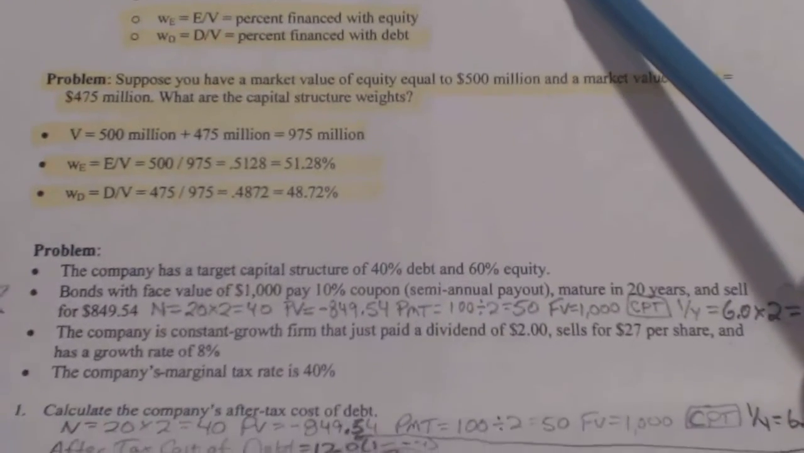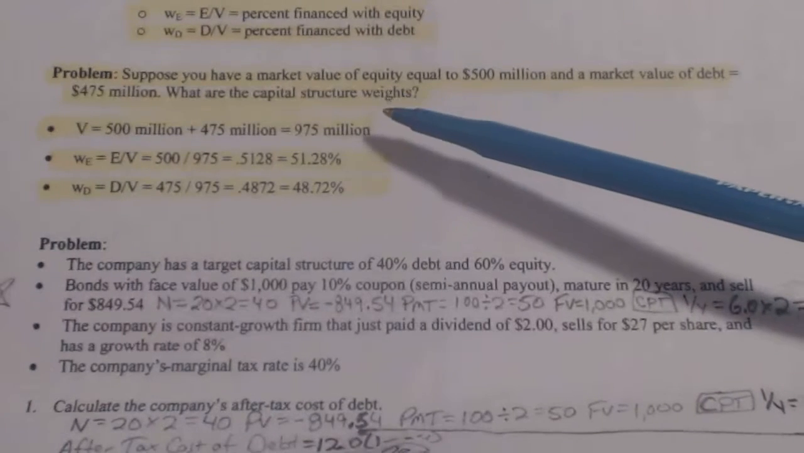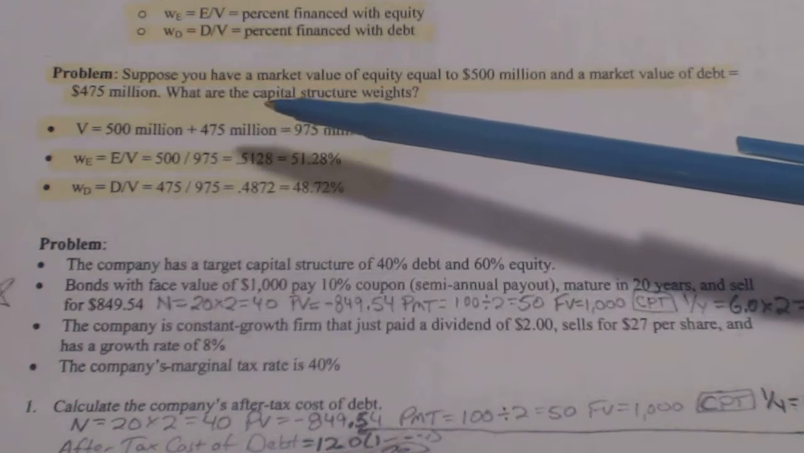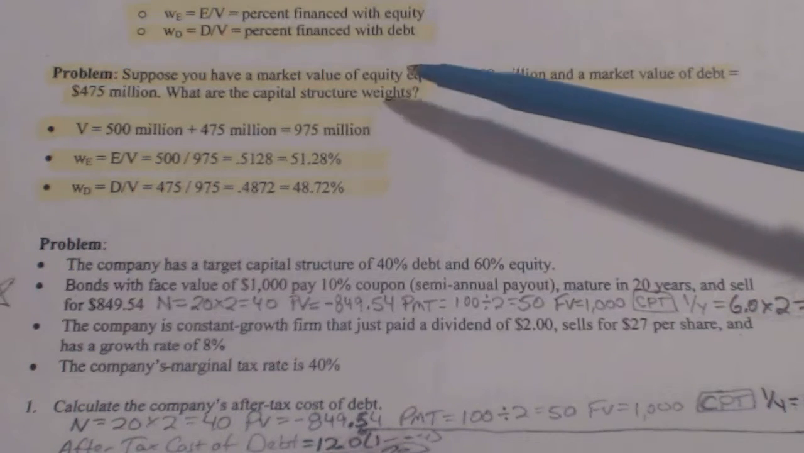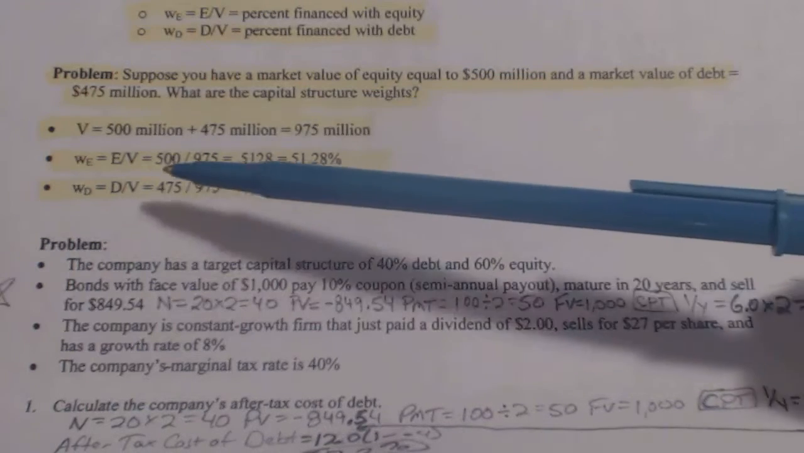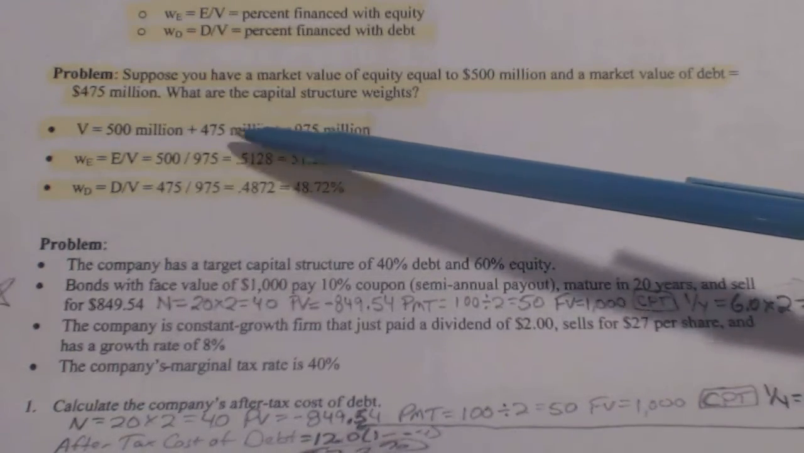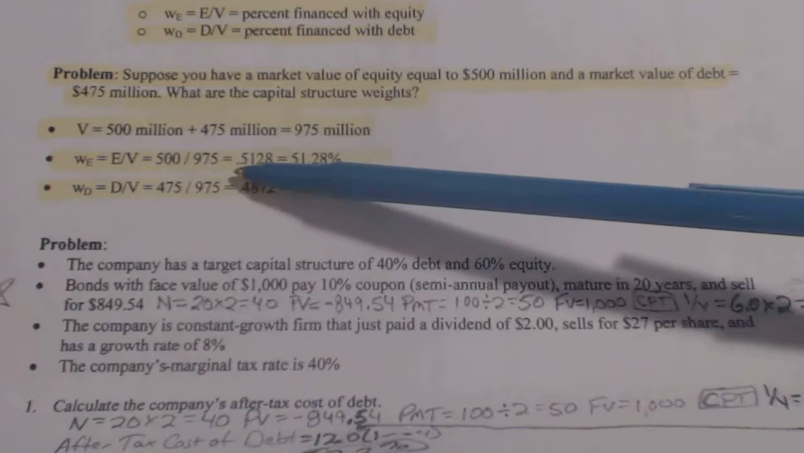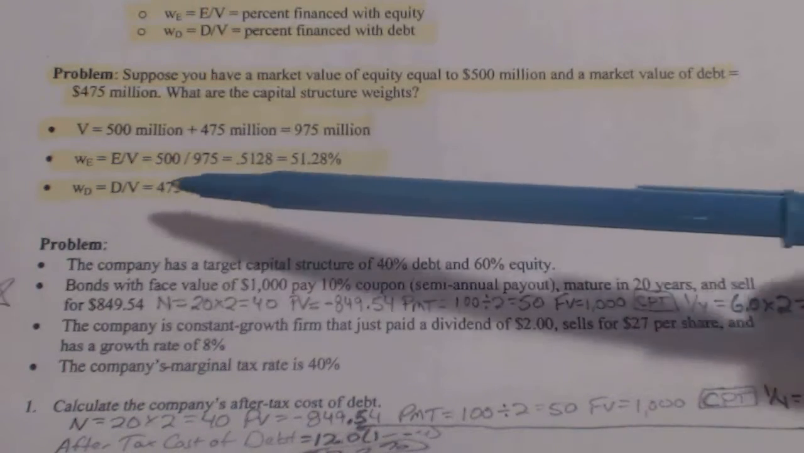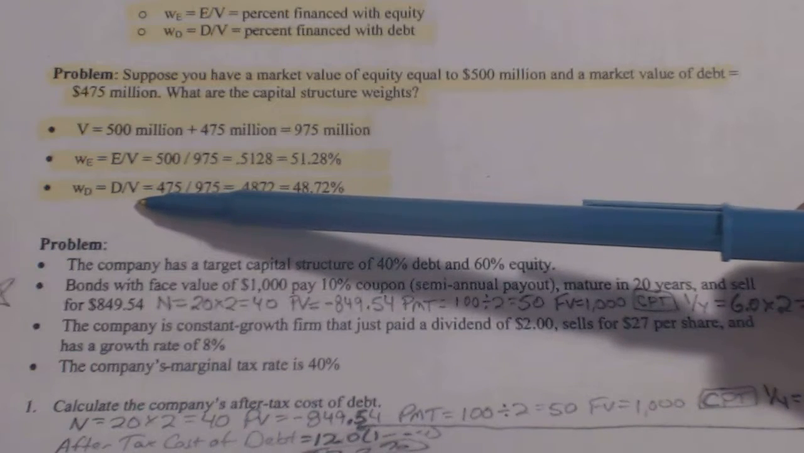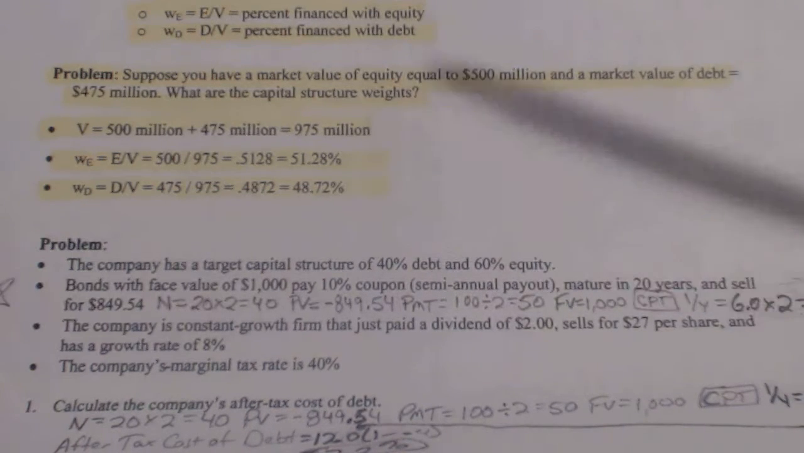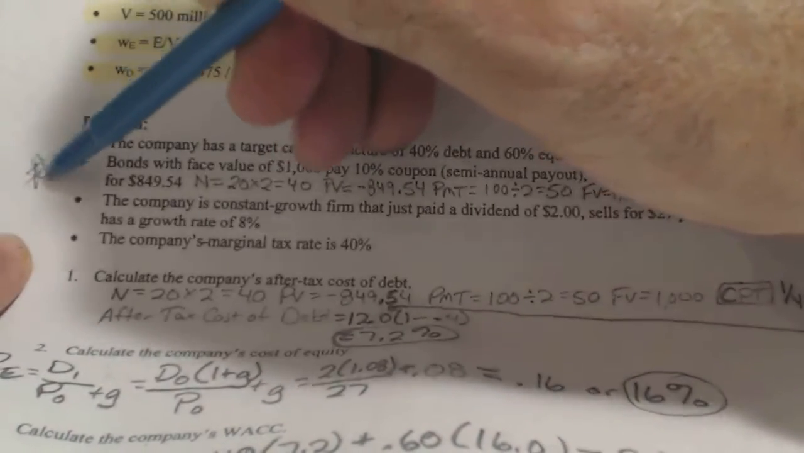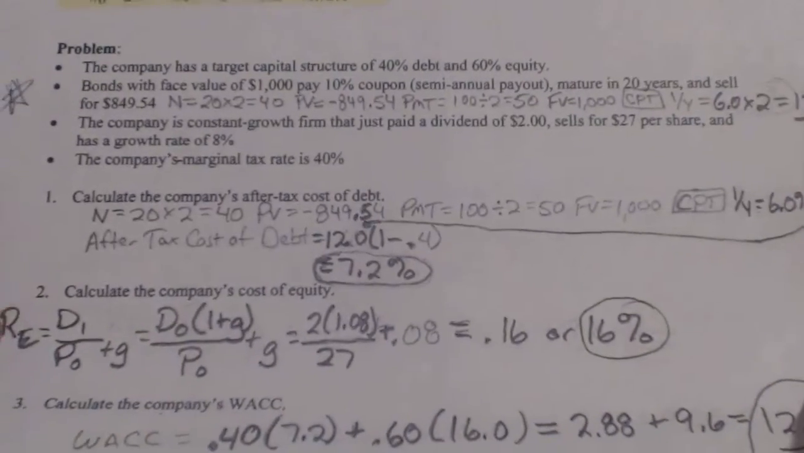Just weighted averages. Problem: suppose you have a market value of equity equal to 500 million and a market value of debt of 475 million. What are the capital structure weights? They're just asking for the weights. So the total value is 500 plus 475, which is 975. The weight of equity is 500 divided by 975, so it's 0.5128 or 51.28%. The weight of debt is debt divided by the total value, and that's 48.72%. Pretty simple stuff. Don't worry about this little thing over here. Okay, problem.